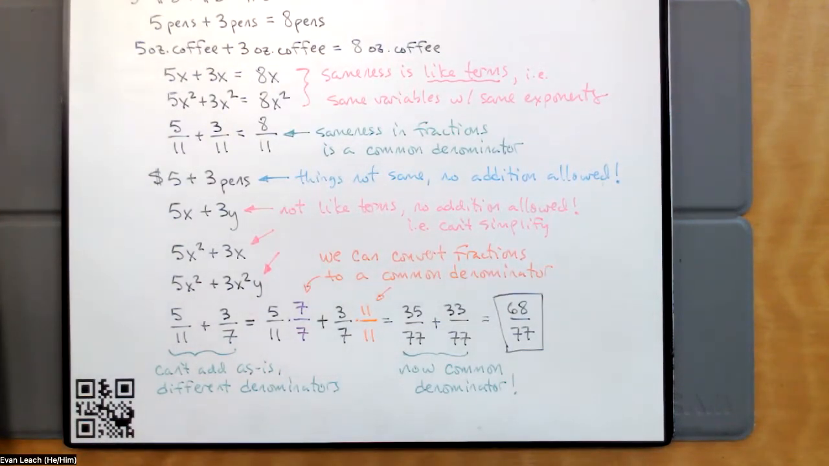So we can convert fractions to a common denominator. Then we can add. Just like if we have $5 and €3, we can convert our euro to dollars or our dollars to euro, or convert both of them into pesos, and then we would be able to add those numbers. But it wouldn't be 5 and 3 anymore. It'd be like 35 and 30.